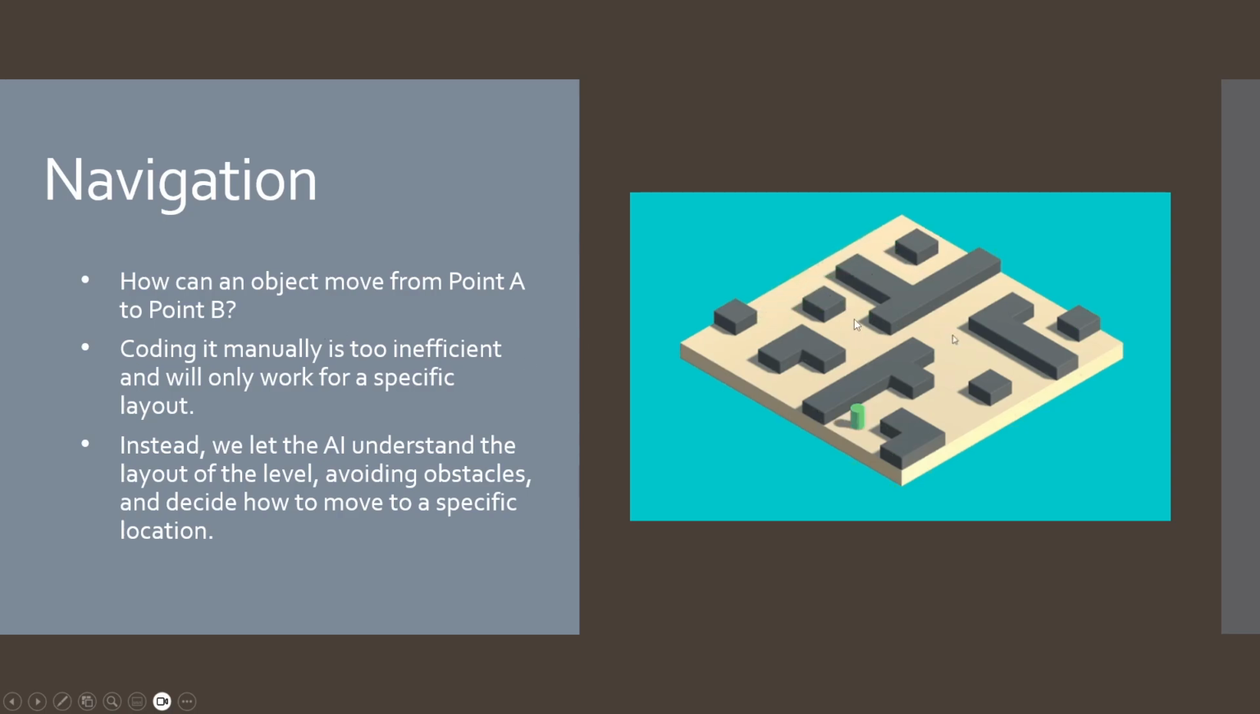But the thing is, it is too inefficient. Why? Because what if you have another map? What if you have a dynamic map? When it comes to dynamic, you can't manually code how to reach from one point to another. You should be able to find out which path to go to get to that location.